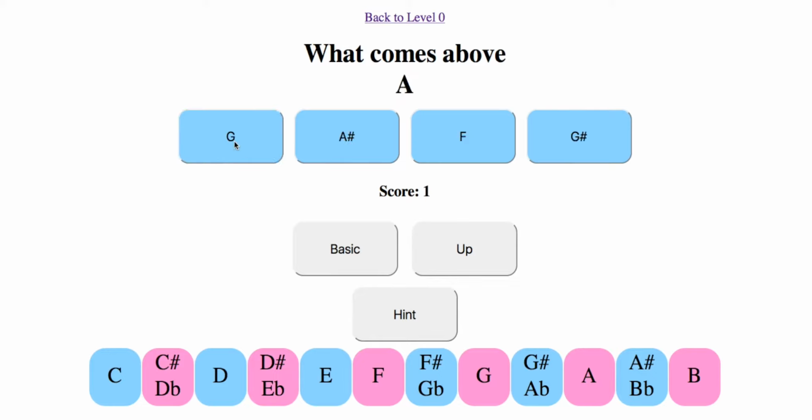You also had different levels of difficulty. The first one is either up or down or both. Okay, so up, if this says up, you're only going to the next note to the right or up the scale. Okay, if you hit down, this is asking what comes below E, for example. So here's E, and we want to find what comes before E or what comes below E on the scale. So the answer is either D sharp or E flat. You hit D sharp and you get the right answer.